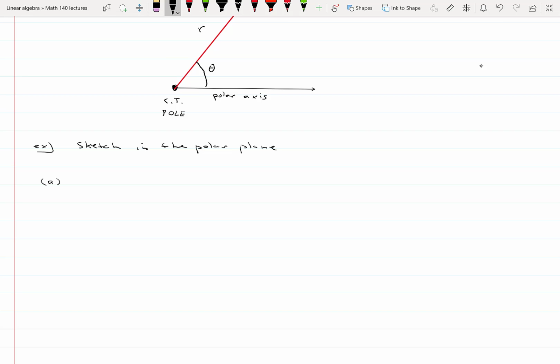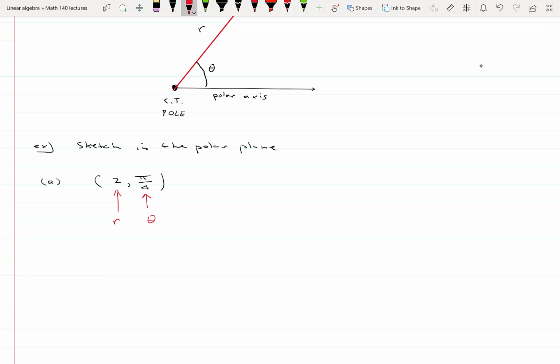Part A, let's say (2, pi over 4). Okay, so when we state points in polar coordinates, we have to remember that we're not looking at x and y. We're looking at r and theta. So this little 2 here, that's a displacement from the origin, or from the pole. And this pi over 4, that's an angle off the polar axis, or the positive x-axis. Okay, so let's do this.